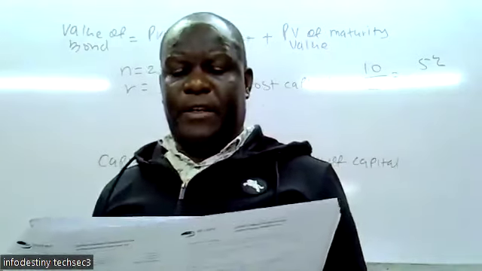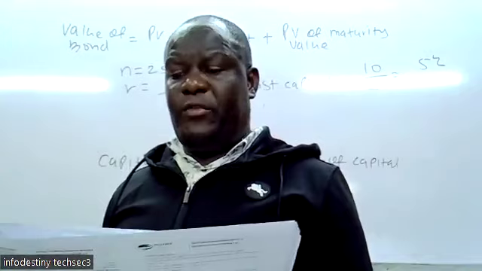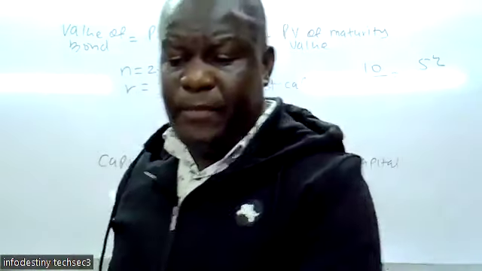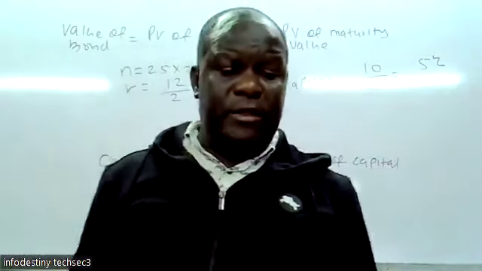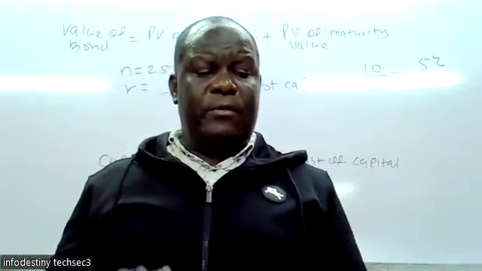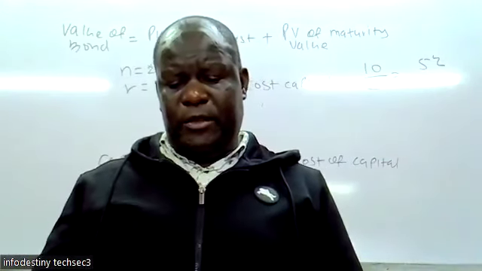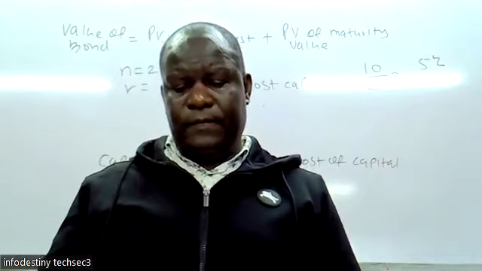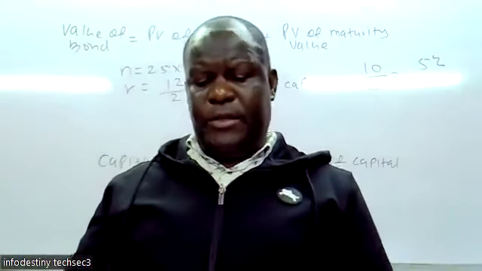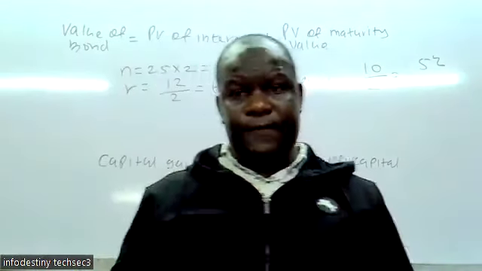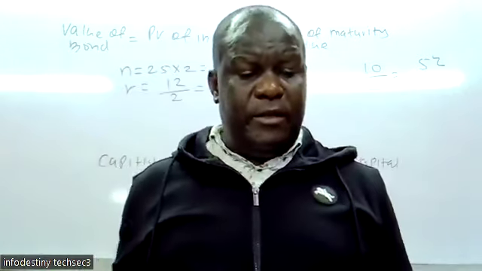In part A, they wanted you to explain the following terms as used in the bond market. Roman letter 1 is yield to maturity. Roman letter 2 is the yield to call.